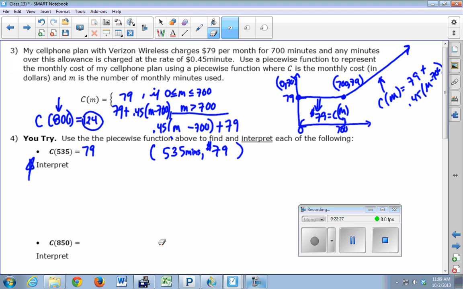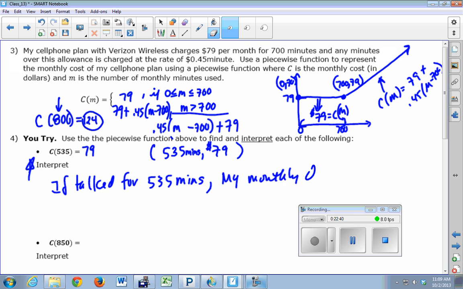So for example, if I talked for 535 minutes, there's a zillion sentences you could write. My monthly charge would be 79 buckaroos, okay? So do you see both numbers in both units? So what I'd like you to do now is figure out C of 850 and then write an interpretation for that.